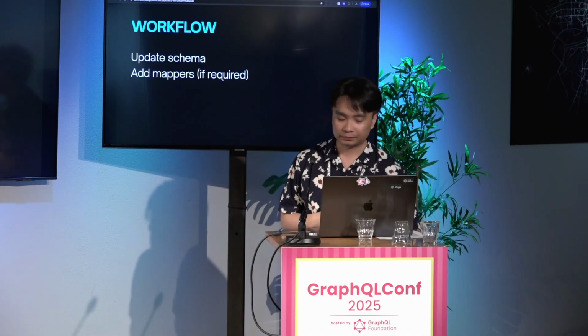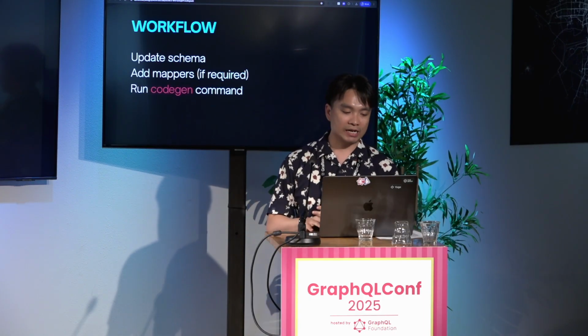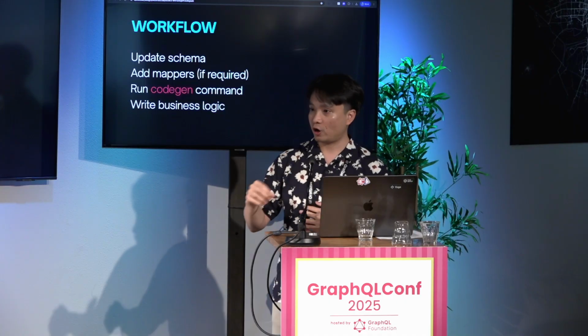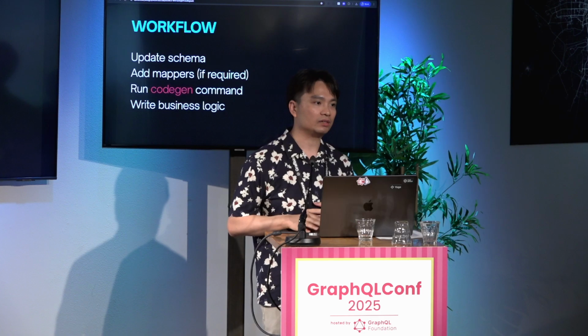Cool. So in summary, this is the kind of workflow that we're talking about here. First of all, if you want to add something, you update the schema, right? That should already be part of the workflow in my team. And then we update any mappers if required, so it can generate resolvers based on that. Run the code gen command, and then we go straight to writing business logic on the skeleton it has generated for us.